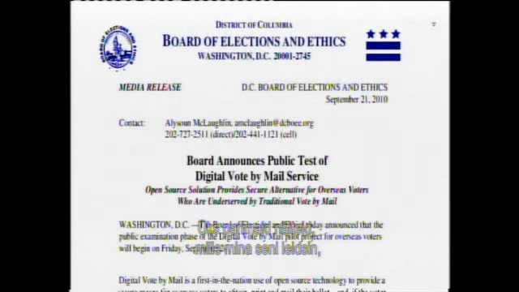And one of the best examples that I've been able to find so far has been an incident in 2010 where Washington, D.C., decided to introduce an internet voting system. They got a big government grant to build this thing, and it was for use by military and overseas voters sending in absentee ballots.